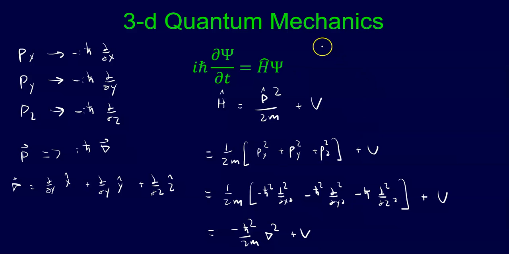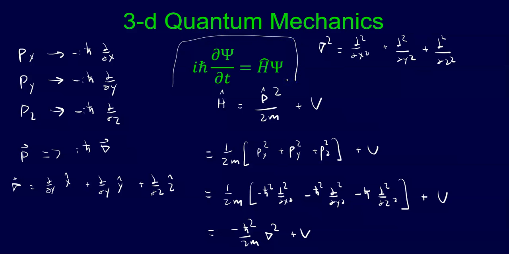And so this del squared is the Laplacian, and this just works out to be these three partial derivatives added up like such. And so that's how we can write our time-dependent Schrodinger equation in three dimensions.